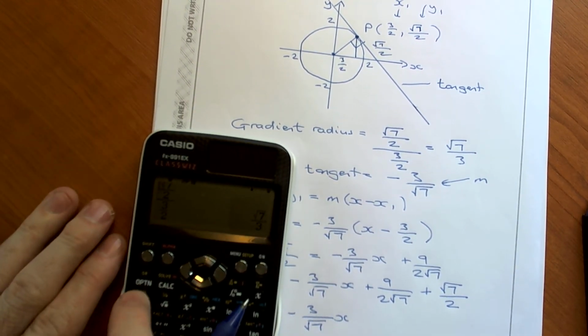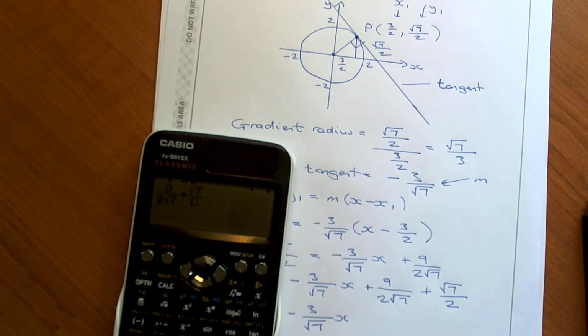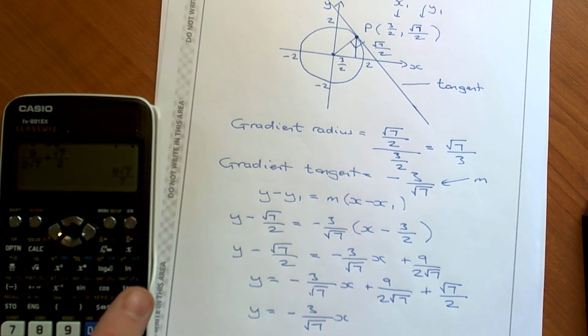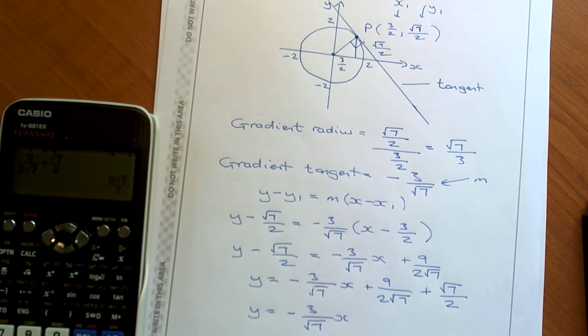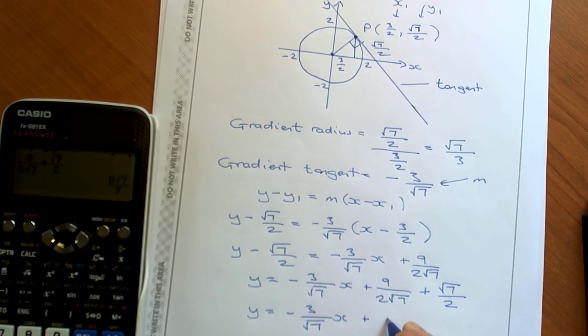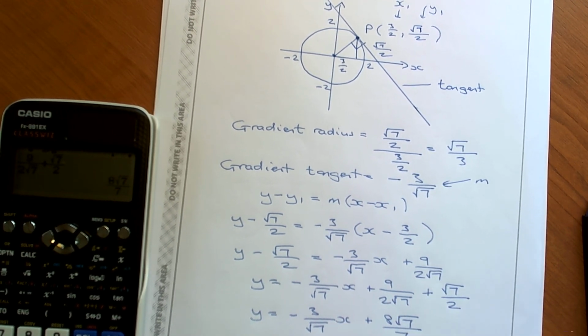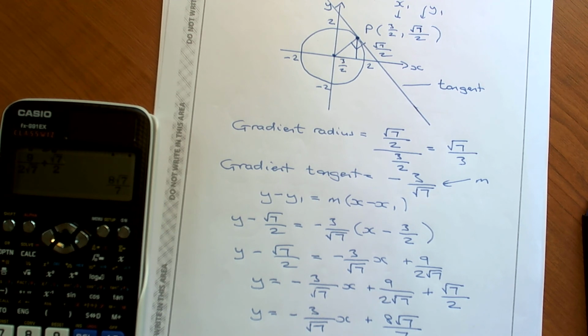So let's do fraction 9 over 2 root 7 plus fraction root 7 over 2 equals, and that's 8 root 7 over 7. So that's plus 8 root 7 over 7. And that can be our final answer.